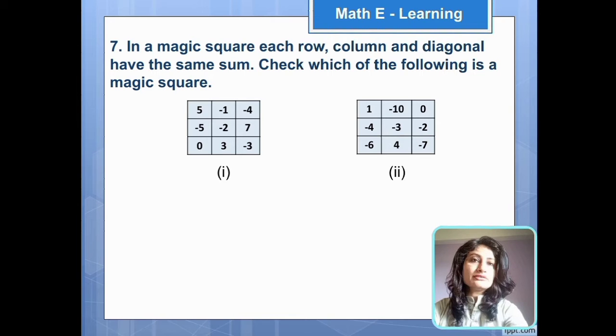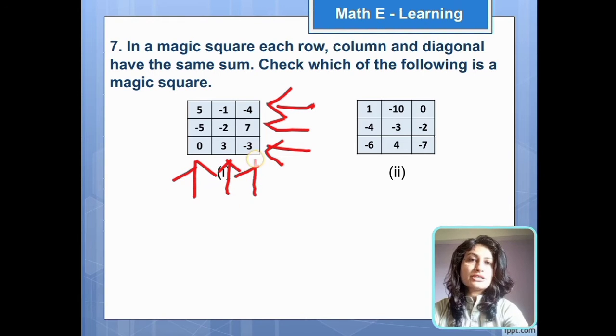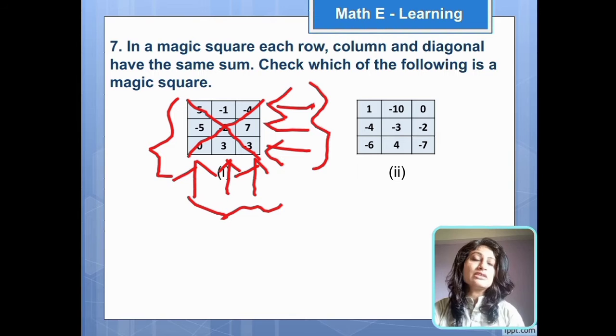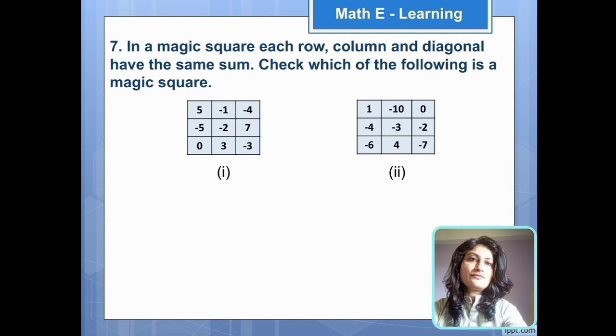And for that we need to check the sum of all these rows, the sum of all these columns and the sum of these two diagonals. If the sums of all these rows, columns and two diagonals are the same, then we can say that the given square is a magic square. So we need to check all these things for the first square and the second square, right? And first we check for this square.